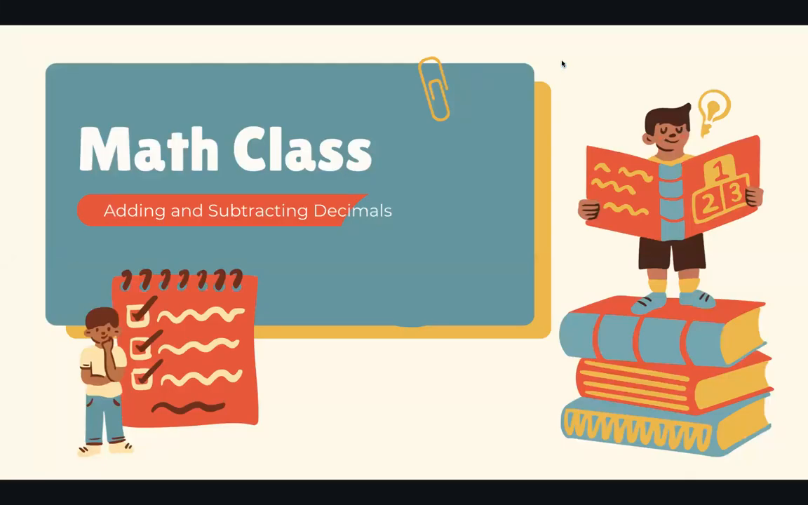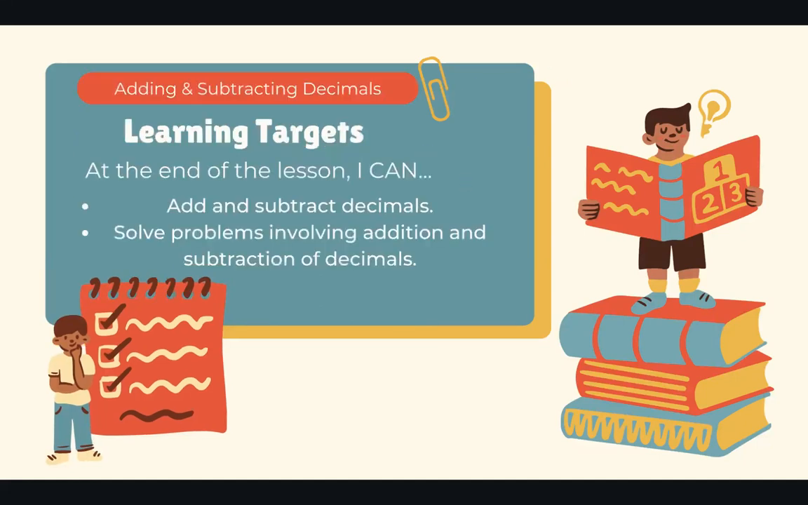Hello everyone. So our next topic in rational numbers is all about adding and subtracting decimals. Our learning targets for today: we can add and subtract decimals, and we can solve problems involving addition and subtraction of decimals at the end of the lesson.